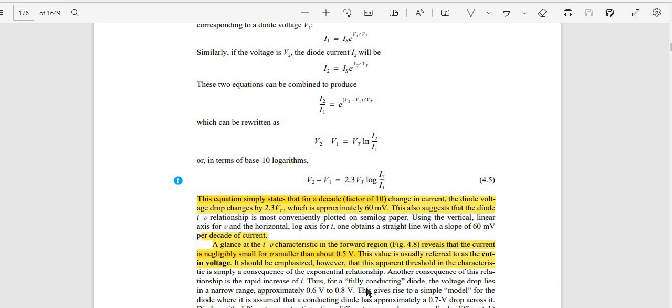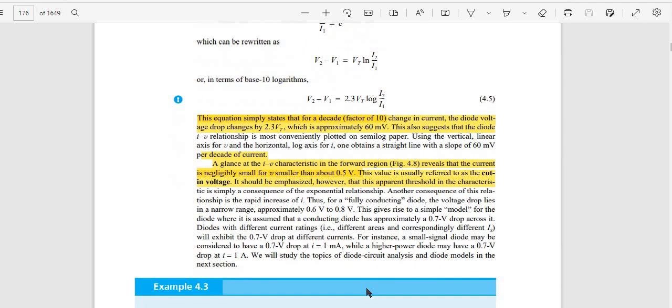This equation simply states that for a decade, a factor of 10 change in current, the diode voltage drop changes by 2.3 VT, which is approximately 60 millivolts. This also suggests that the diode current-voltage relationship is most conveniently plotted on semi-log paper, using the vertical linear axis for V and the horizontal log axis for I. One obtains a straight line with a slope of 60 millivolts per decade of current.